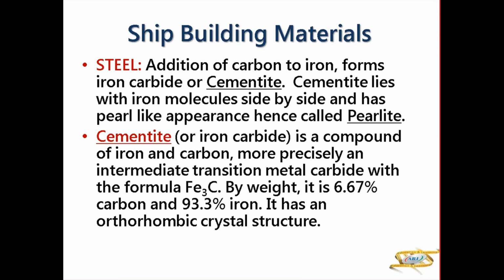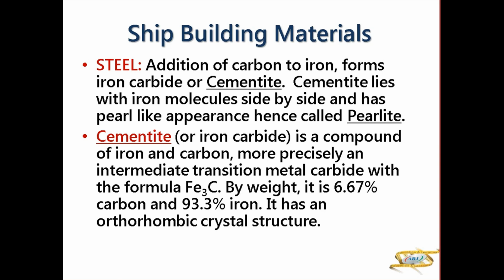Now we come to the next type, which is steel. Steel basically has carbon. So the shape or the structure of those bonds will make the material either cementite or pearlite. So for pearlite, when the layers are side by side, the pearl-like appearance gives it the name pearlite.